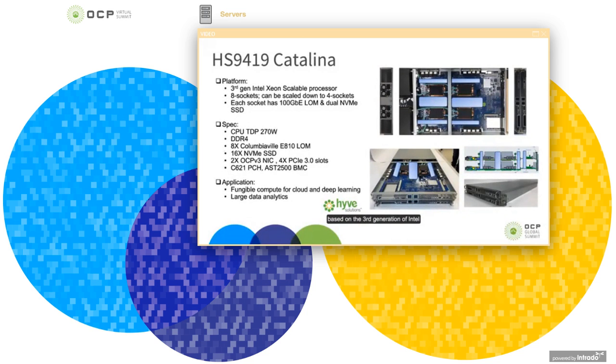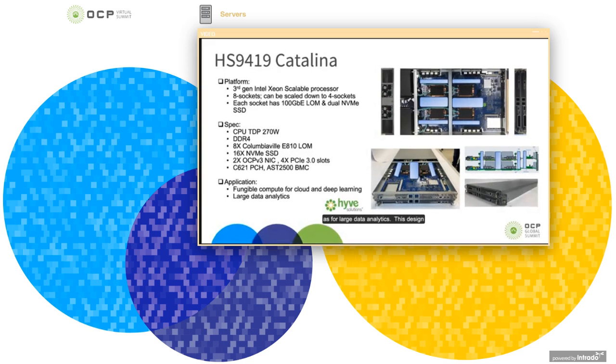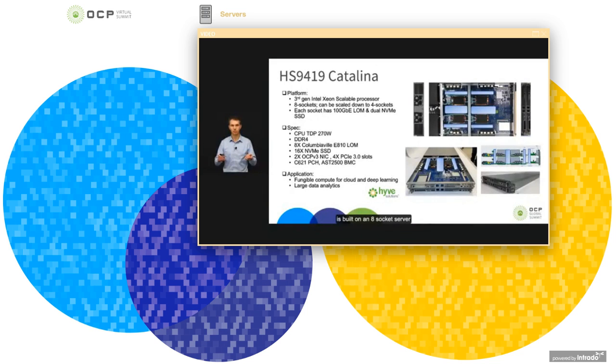This platform is based on the third generation of Intel Xeon scalable processors. It can be used for fungible compute for multiple cloud workloads, as well as specific deep learning inference and training, as well as for large data analytics. This design is built on an 8-socket server platform that can be scaled down to 4 sockets and can have interconnects with 100 gigabits per second Ethernet connections, thus allowing the end users to have this fungible compute platform that can support a wide variety of workloads.